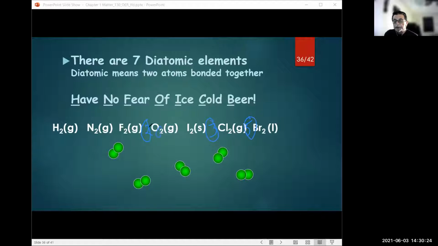The subscripts are etched in stone. Those we don't change because that's how the molecule is put together to make that particular compound, whatever it may be, whether it's a molecule or a compound, okay? So we don't change the subscript, but we can change that number in front of it all we want, which is called a coefficient.